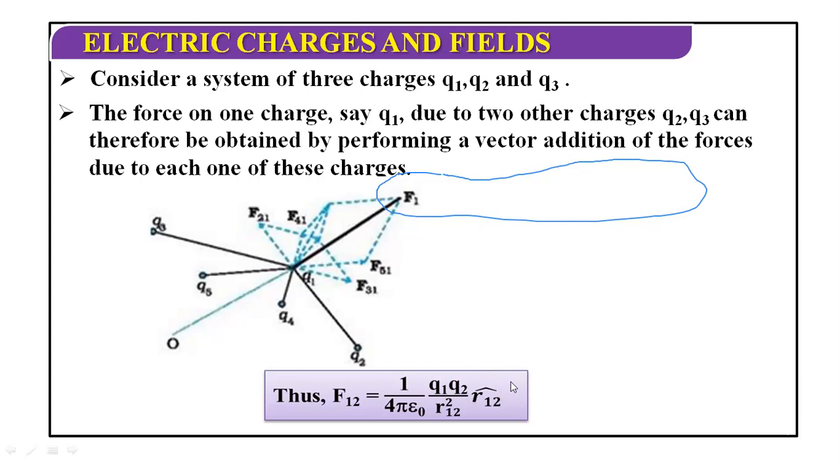If I do not use this unit vector, then the left hand side will be a vector quantity, but the right hand side will be only a scalar. So to make the right hand side also a vector, we will take a unit vector R12.